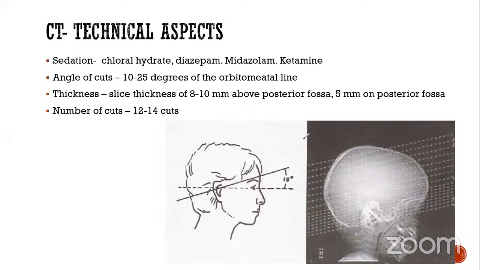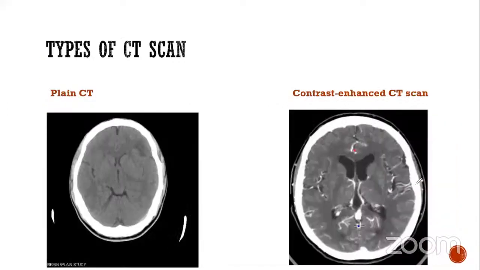The first picture of the CT film is called the scanogram. This is the scanogram, and it demonstrates the angle, the thickness, and the number of cuts. Next one is the type of CT scan. One is plain CT and another is contrast enhanced CT.